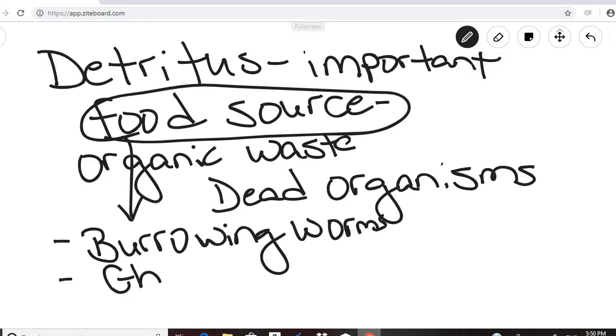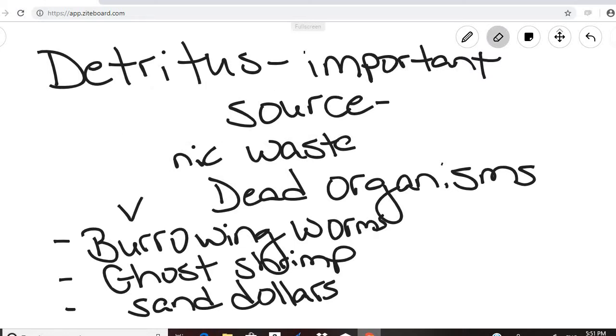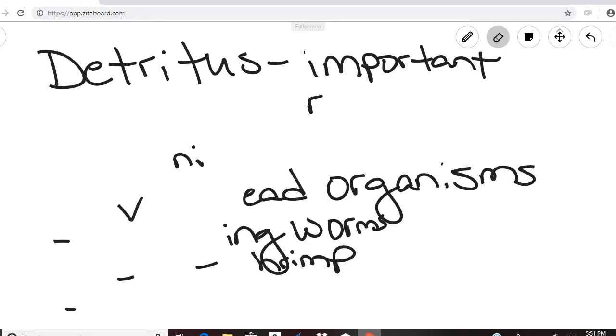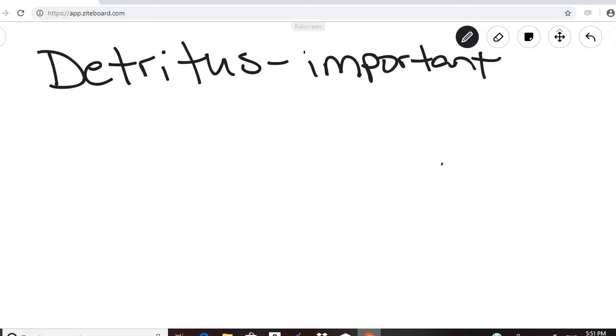Ghost shrimp. Another organism would be like sand dollars. Because there are not a lot of plants, this organic waste, which is called detritus, serves as an important food source for them. In terms of how these organisms eat the detritus, there are a couple of different ways for them to obtain their food.